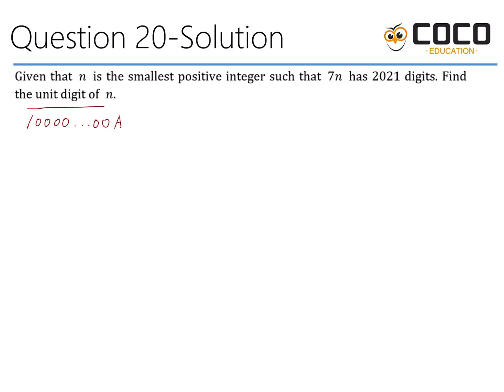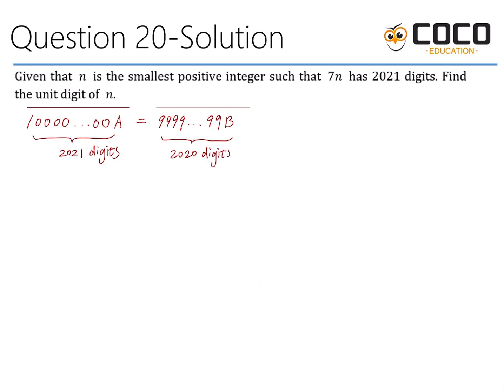Let's say this is A. And this is 2021 digits. This is the number 7n. Let's rearrange it. Okay, so minus 7 for this number. Then all the digits will be 9 except for the last digit. This 2020 digits plus 7. Okay. So we separate a 7 from it, then we just check for this value.